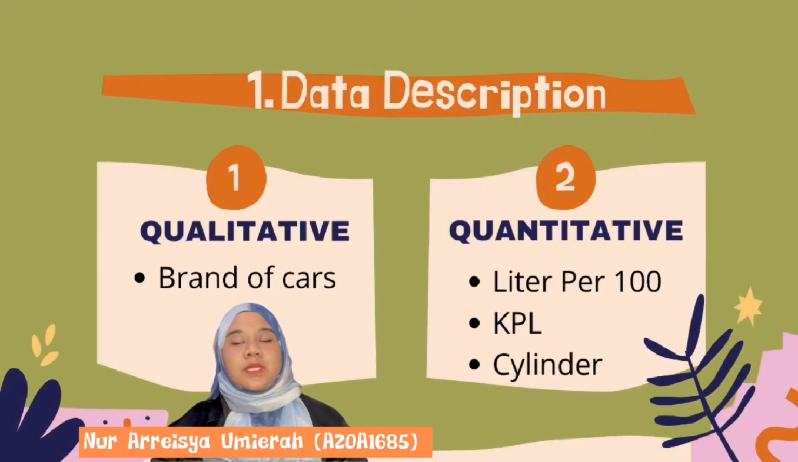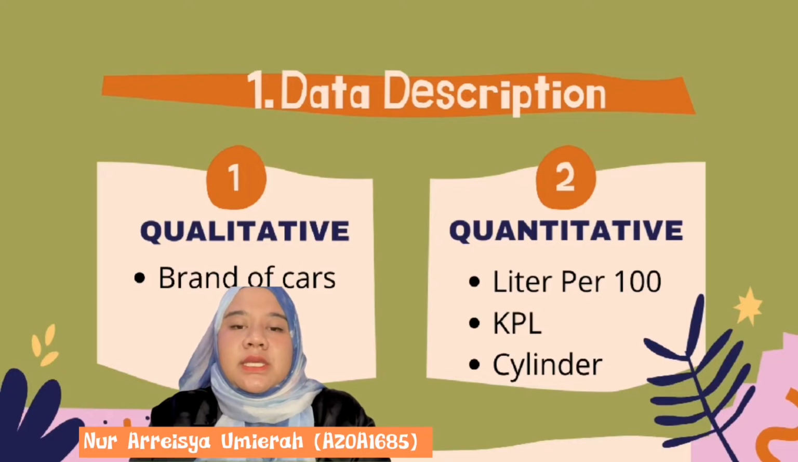First of all is 1.0, data description. The instruction for this assignment has given that the data set contains the following variables. Quantitative variables are liter per 100, fuel consumption per 100 km; KPL, travel distance in kilometers per liter; cylinder, total engine cylinder for each vehicle; horsepower, total horsepower for each vehicle; and weight for each vehicle per 1000 kg. Qualitative is the brand of cars. The variables that this group decided to choose are 3 quantitative, which are liter per 100, KPL, and cylinder. For qualitative, it is brand.